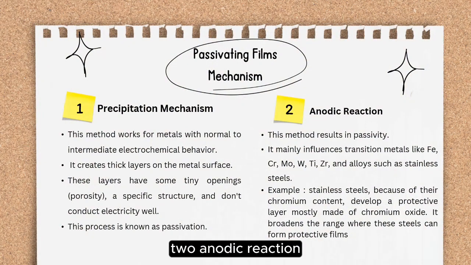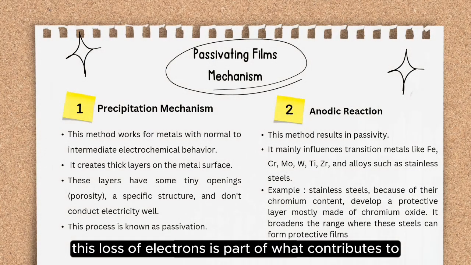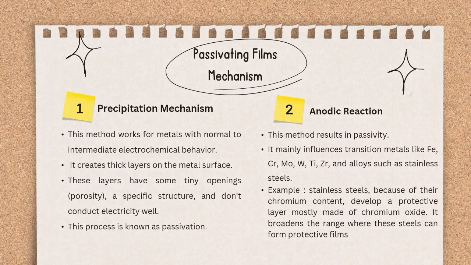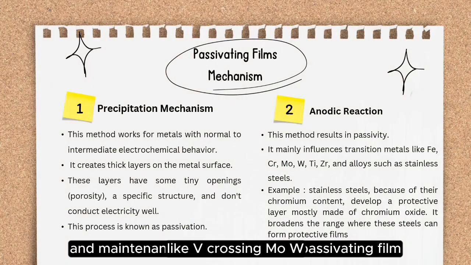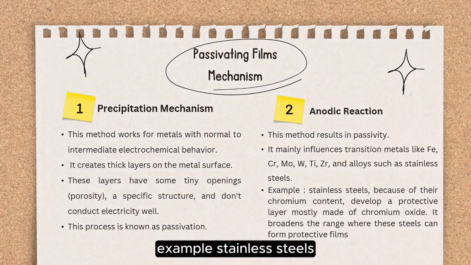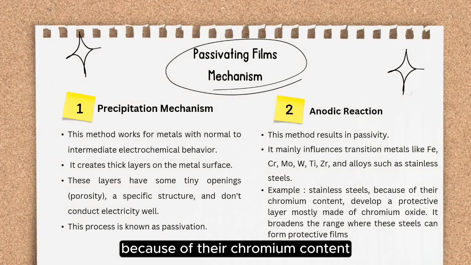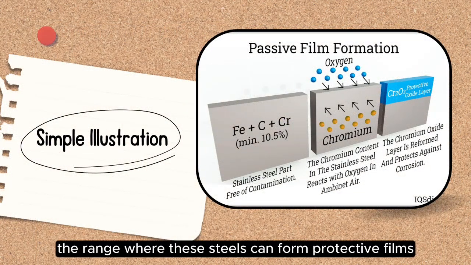2. Anodic reaction in passivating films. This reaction involves the loss of electrons from the metal surface. This loss of electrons is part of what contributes to the formation and maintenance of the protective passivating film. This method results in passivity. It mainly influences transition metals like Fe, Cr, Mo, W, Zr, and alloys such as stainless steels. Example: stainless steels, because of their chromium content, develop a protective layer mostly made of chromium oxide. It broadens the range where these steels can form protective films.